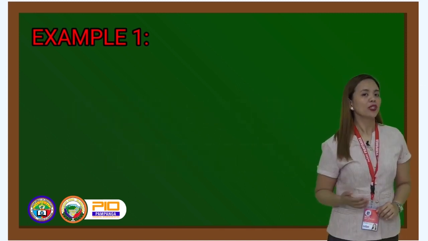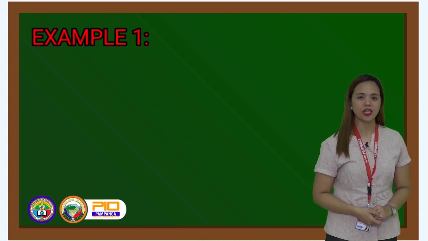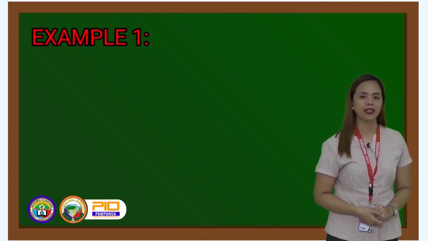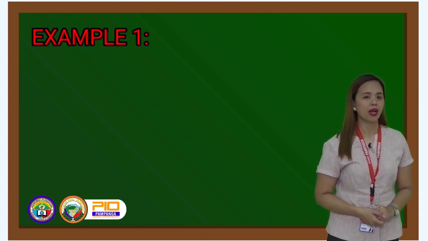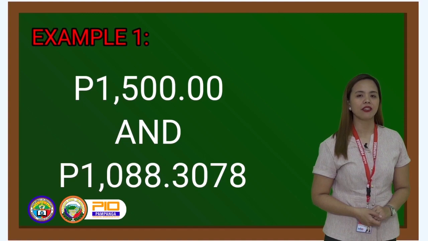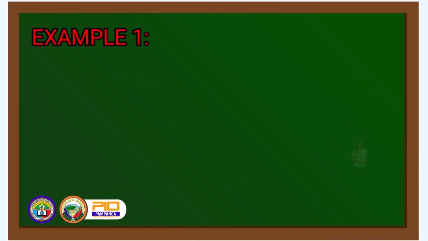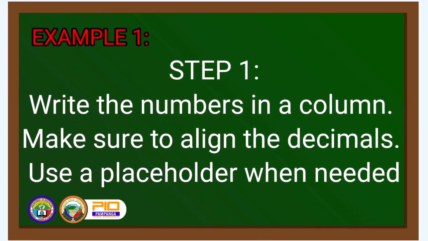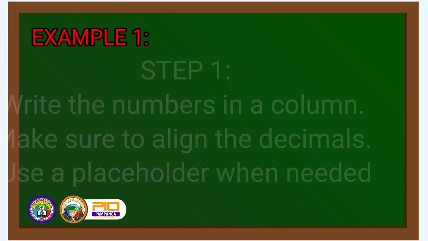And now, to know how much change she got from 1,500, we subtract the two amounts, 1,500 and 1,088 and 3,078 ten thousandths. For step 1, write the numbers in column. Make sure to align the decimals. Use a placeholder when needed.